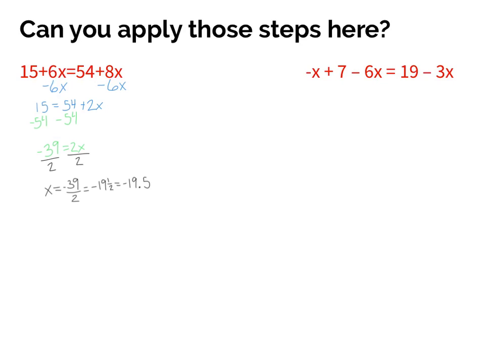The next one that we have is negative x plus 7 minus 6x equals 19 minus 3x. And looking at this, we can see that this negative x and negative 6x are both on the same side of the equal sign. So we can go ahead and combine those two. So that's going to give us, let me write this in red. That's going to give us 7 minus 7x equals 19 minus 3x.